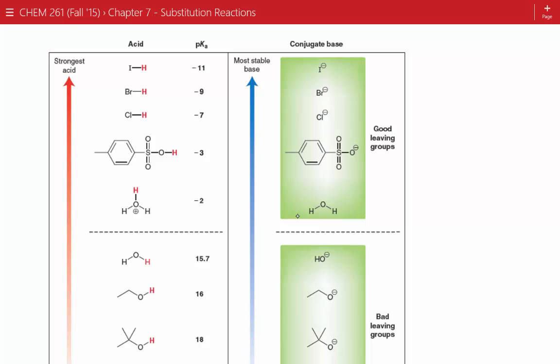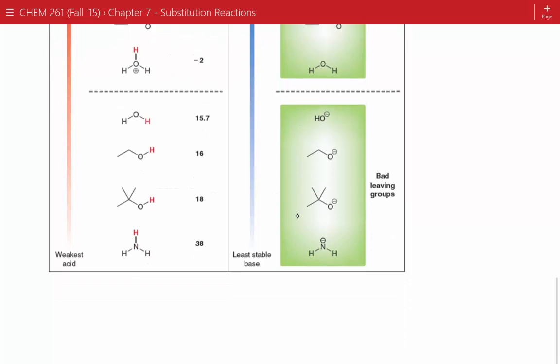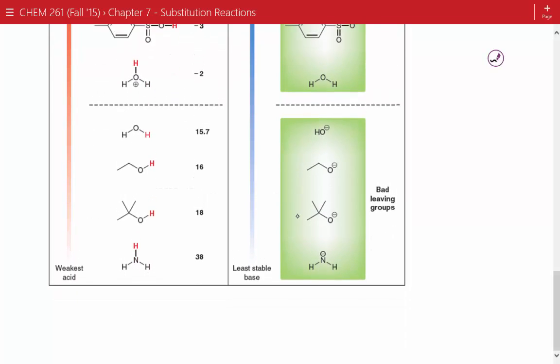Why are these bad leaving groups? Yeah, they're really not that stable in terms of conjugate bases. And then what can hydroxide do? It can also act as a nucleophile, right? So we don't want our leaving group to be a nucleophile. This happens occasionally, and I'll show you guys what I mean.